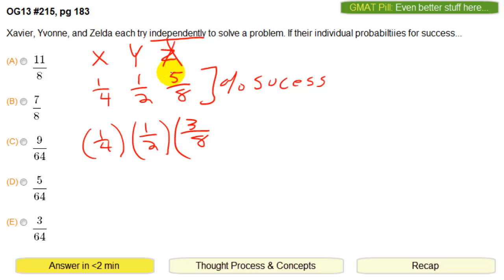So it would have to be 1 minus this, whatever remaining amount to get to 1. So this is really what we're looking for. 1 times 1 times 3 is 3. 4 times 2 is 8. 8 times 8 is 64. So the probability is 3/64, and that's answer E.